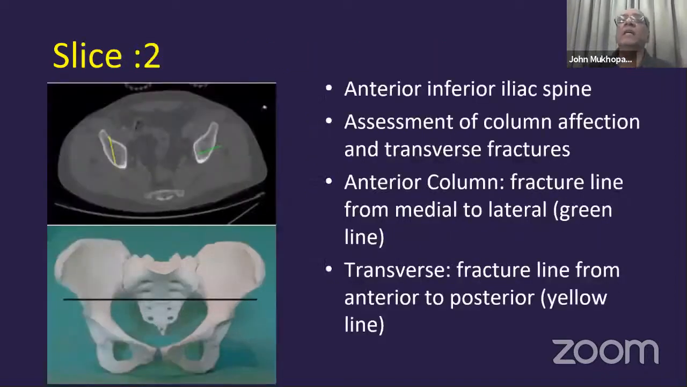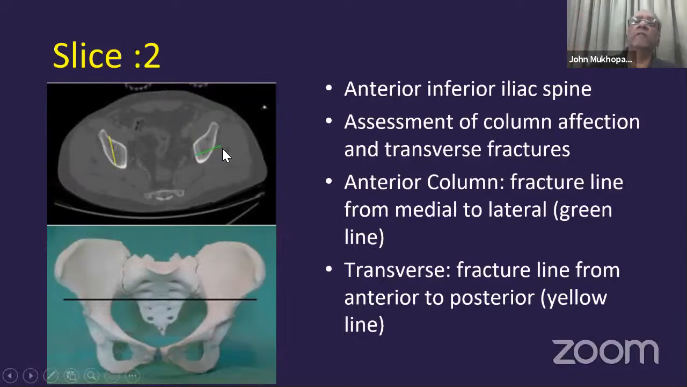The second slice is at the level of the anterior inferior iliac spine. Okay, so now this is just above the acetabulum, a few centimeters above the acetabulum. And this is useful for assessment of involvement of the columns and also for transverse fractures. So it's this scan and the one just below this, which I'll talk about, where you look at the scans to try to decide whether it's a column fracture or a transverse fracture or a wall fracture. Okay, so the anterior column fracture will be a transverse line.